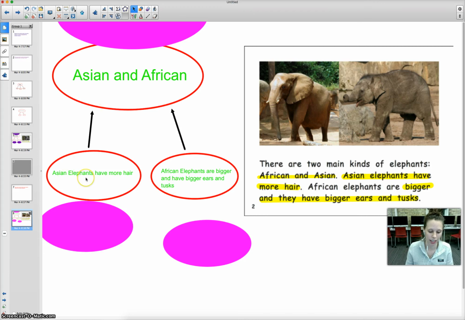So today, I hope you learned how to explain how specific points the author makes in a text are supported by relevant reasons. Thanks. Bye.